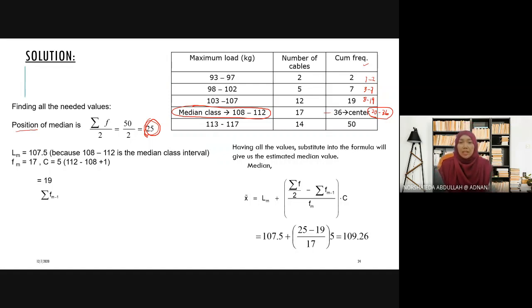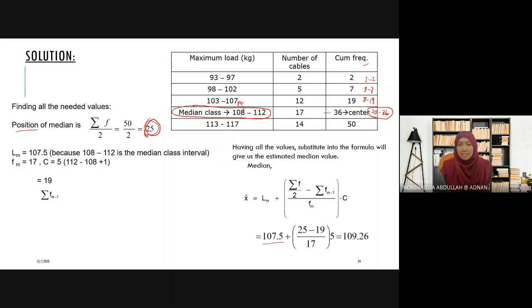LM is the lower boundary of the class. If you remember in chapter 3, we discussed the boundaries and limits for grouped data. There is a difference between boundaries and limits. So LM, L2 is the boundary. For the boundary, we need to take the midpoint between the class limits. So the lower boundary for the fourth class is 108 plus 107 over 2. So we get 107.5. LM, the lower boundary.